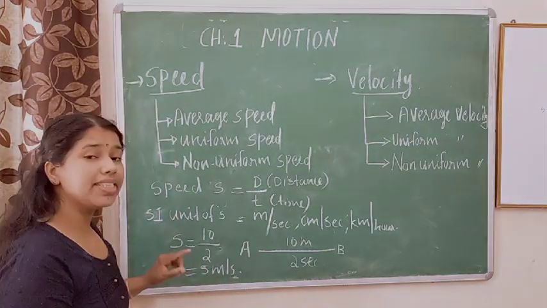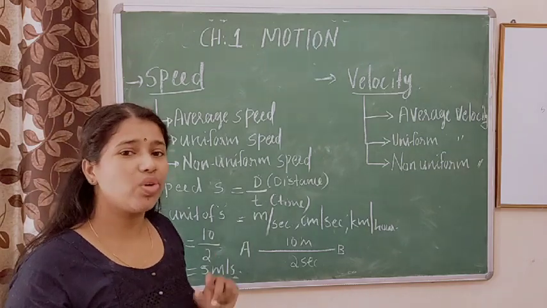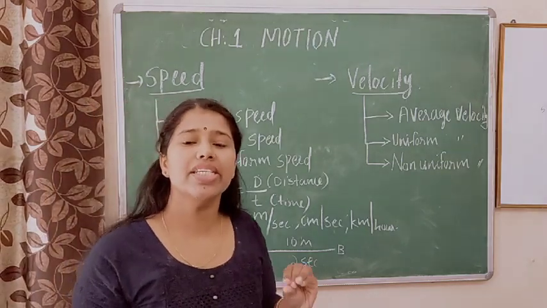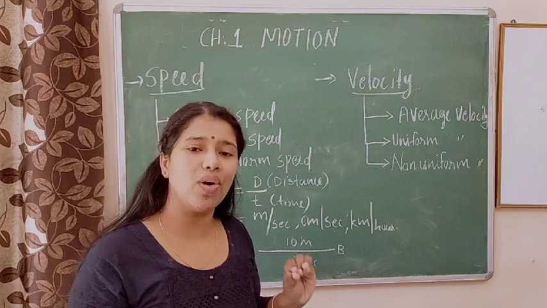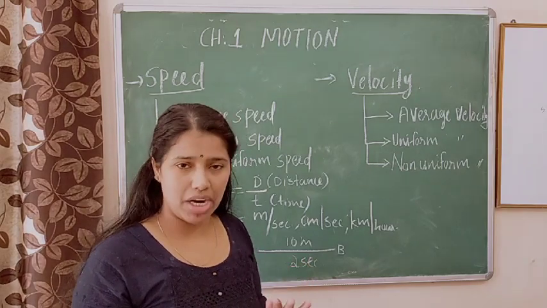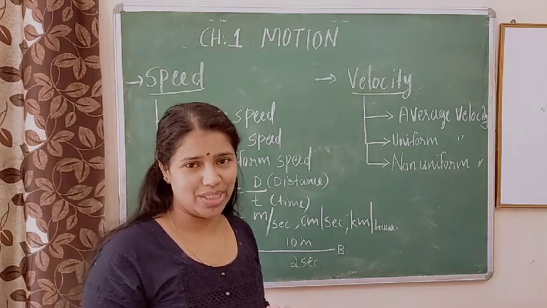Then, speed is a scalar quantity. It's not a vector quantity, it's a scalar quantity. Scalar quantity we already studied: only having magnitude, no direction.